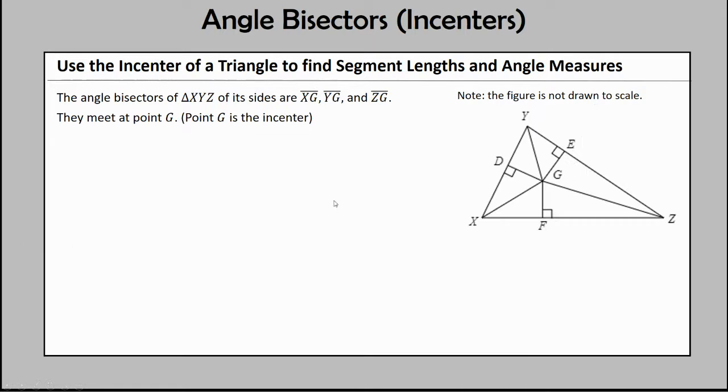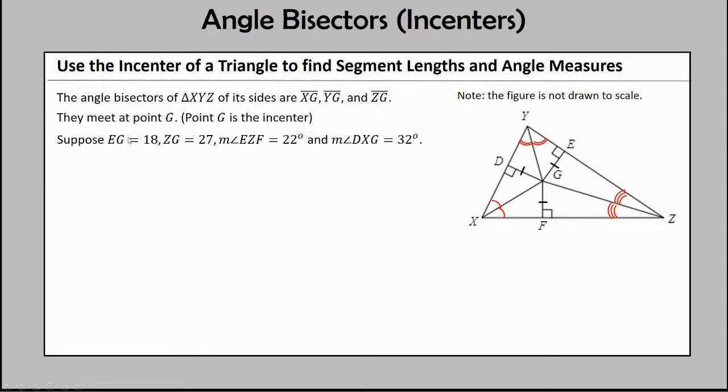All right. Let's do one more. Same deal. Here's the given information. They tell us G is the incenter. As soon as they tell me G is the incenter, I know that these distances are all the same. And I know that it was created using angle bisectors. So I have all this information.